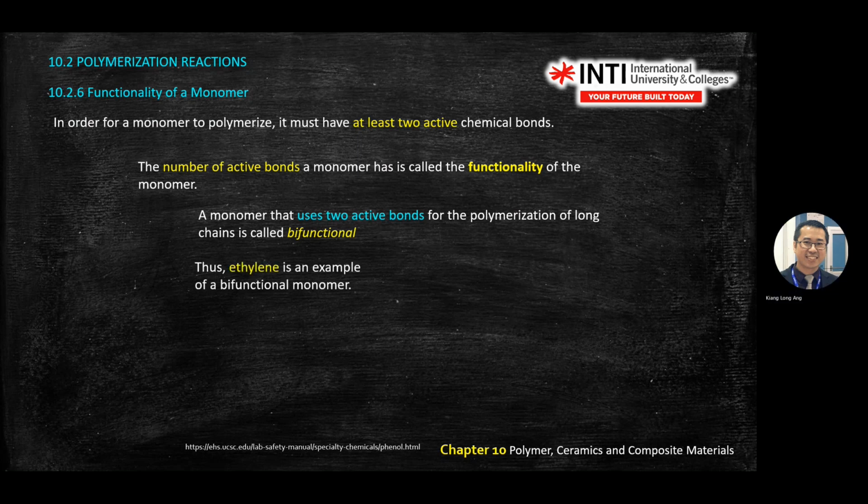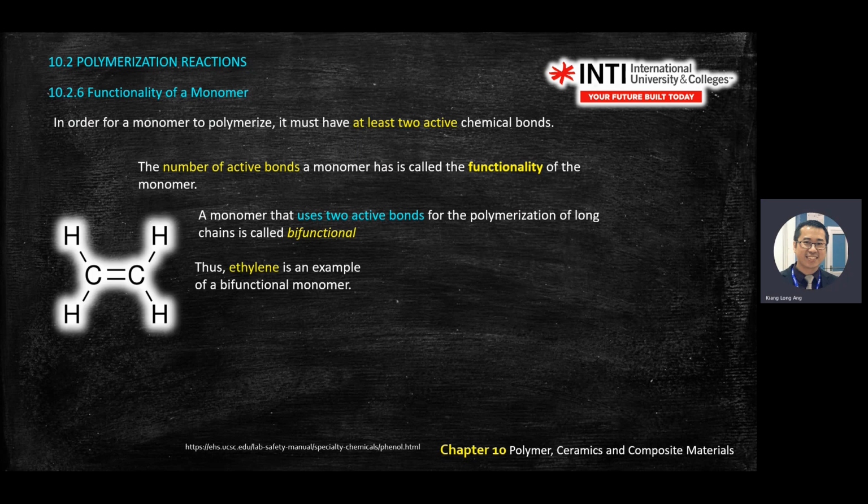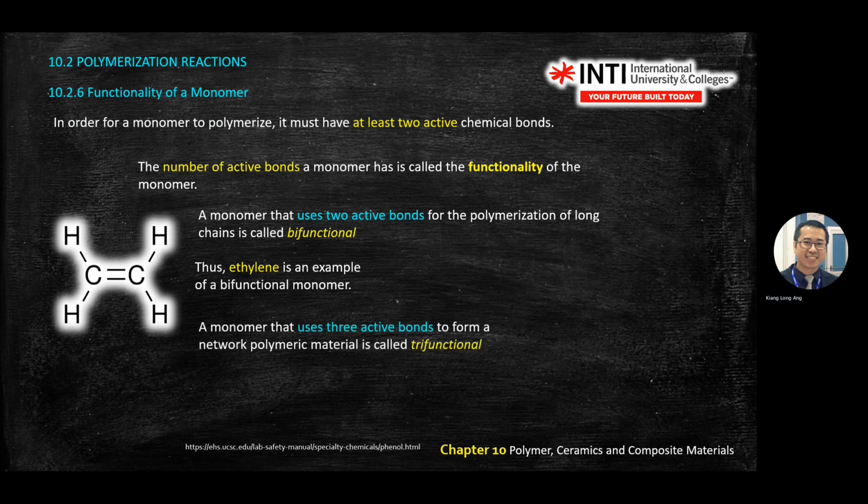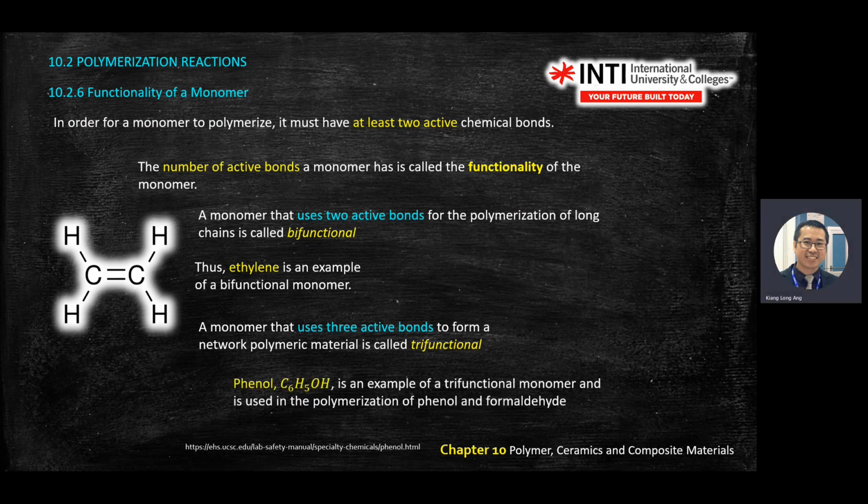Okay, ethylene. How do you know ethylene is bifunctional? You have two active zones here. Let's say carbon. You cannot break hydrogen, right? Hydrogen is already bonded with one. So for carbon, if you want to break the double covalent bond, you get two active electrons, one on each side of the carbon. So that one you get a bifunctional monomer. Then if you have a triple bond, you get three.